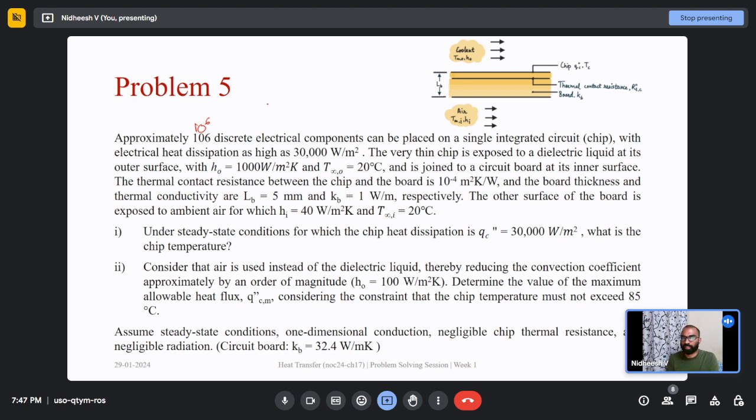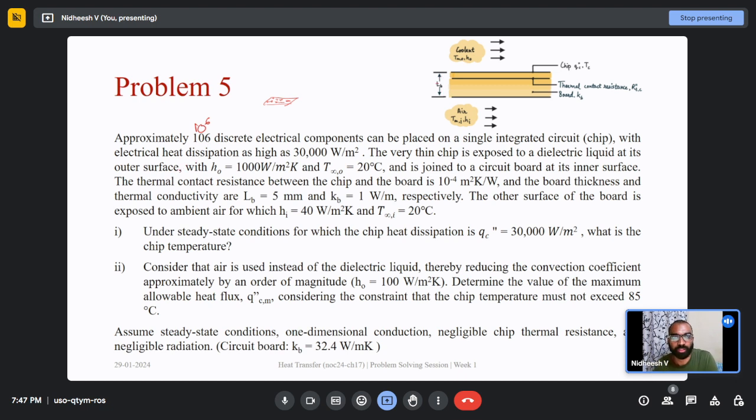Like there are electrical chips in which there are many miniature electrical components and which produce lots of heat, electrical heat, as high as 30 kilowatt per meter square. The very thin chip, these chips would be very thin, is exposed to a dielectric liquid at its outer surface. What is a dielectric liquid?